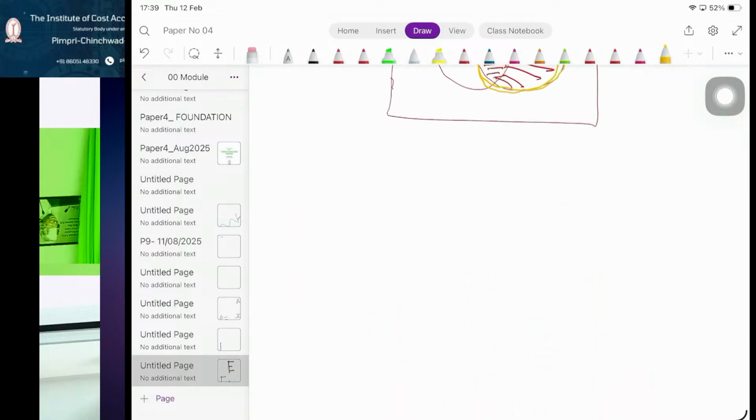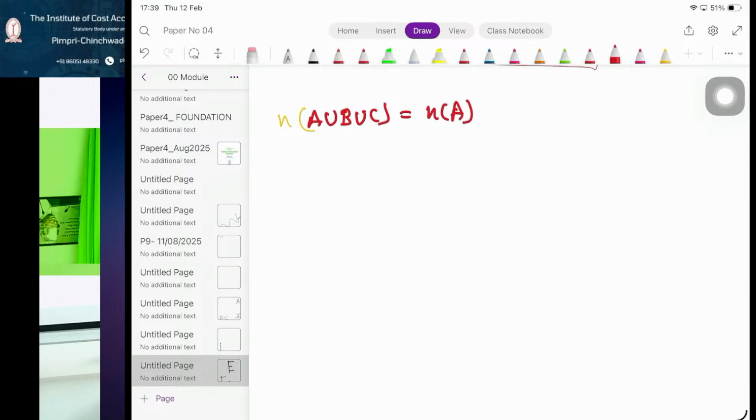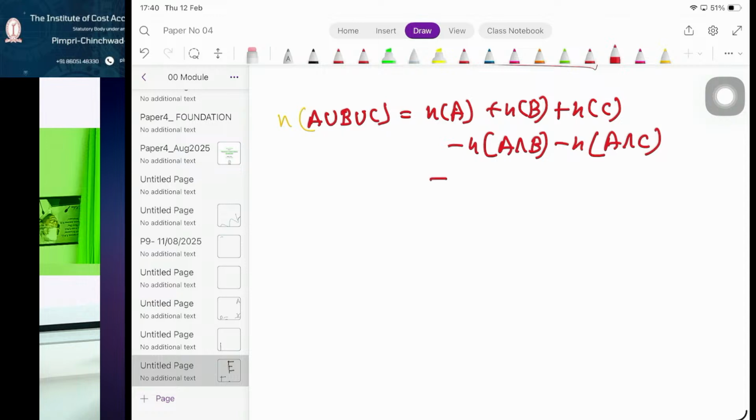Suppose there are three sets A, B and C, and if you want to add all the values, means you want to take the union of A, B, C, you can say here n of A union B union C is equal to number of elements of A plus number of elements of B plus number of elements of C minus number of elements of A intersection B minus number of elements of A intersection C minus number of elements of B intersection C plus number of elements of A intersection B intersection C. Everything I have given in the notes. You just refer the notes.